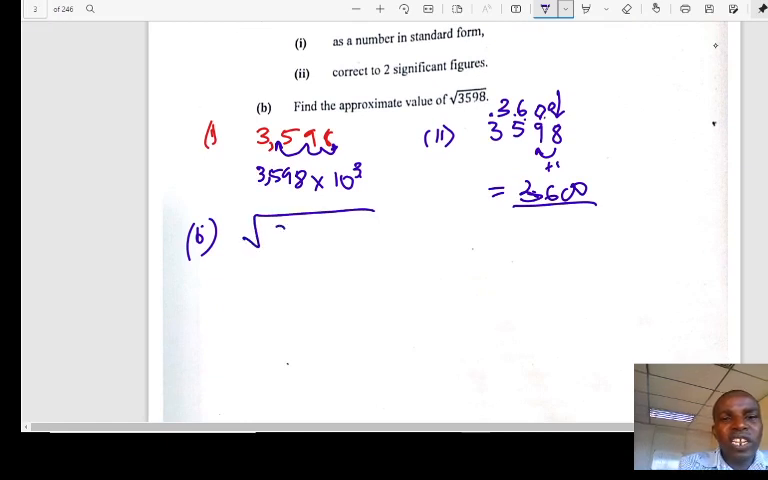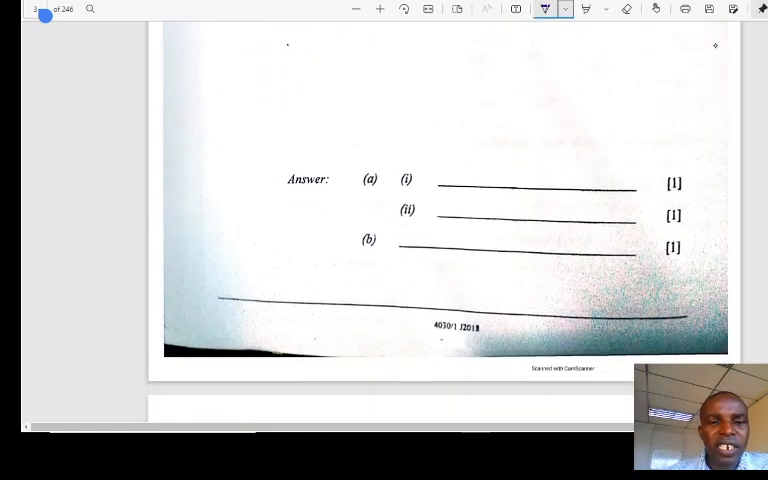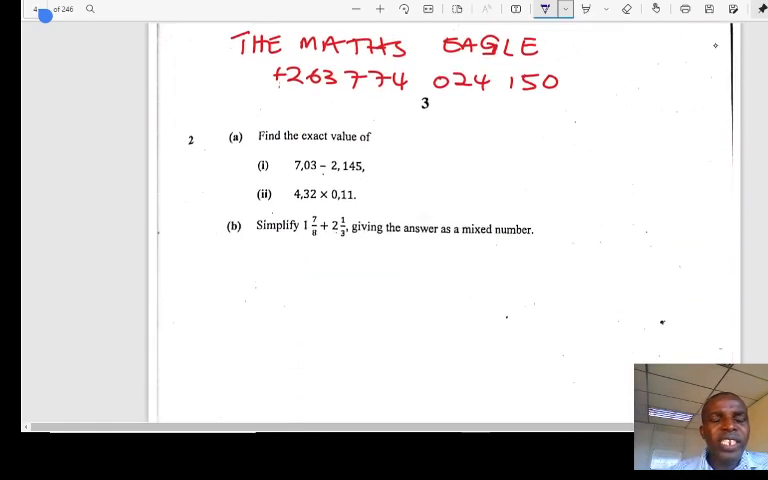Then number B, find the approximate value of the square root of 3598. You just find a number whose square root is known, and this number is close to 3598. If you add 2 there, then it will be 3600. The square root of 3600 is known, it's 60. So it will be the square root of 3600, which equals 60. That's the approximate value of the root of that number. Done.